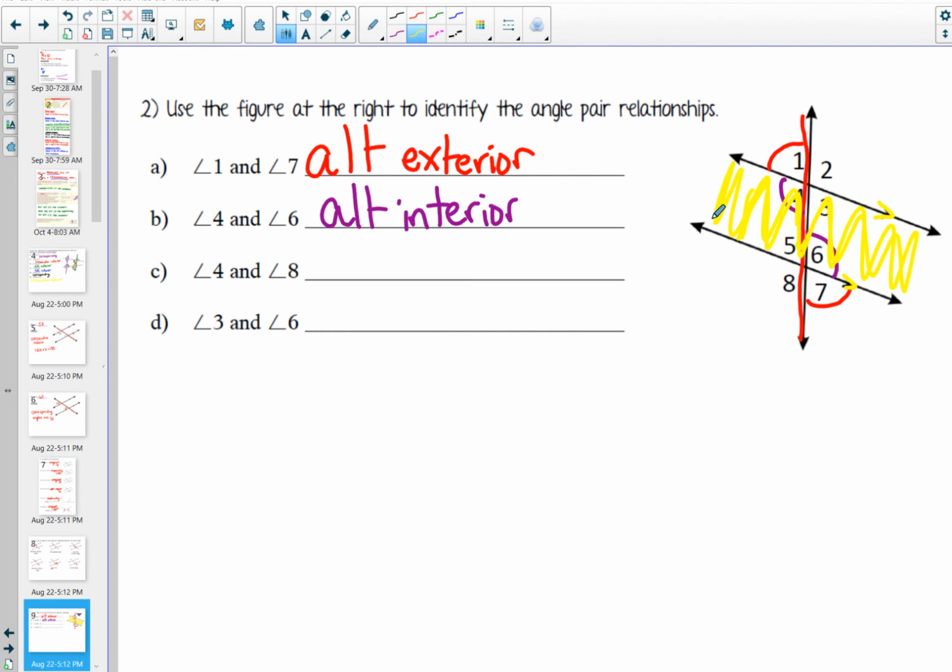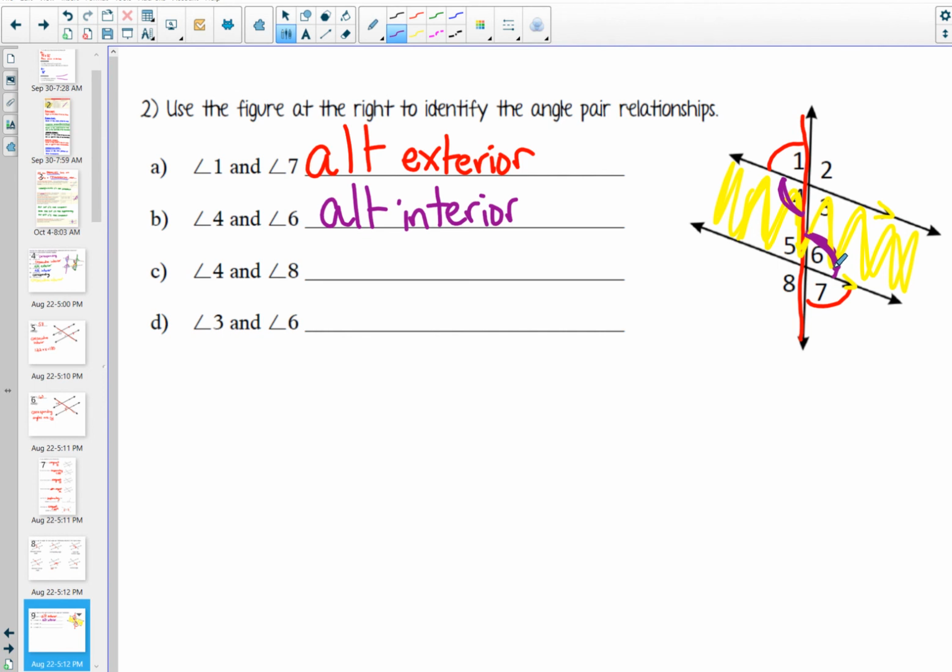Well, now that I've colored over my angle numbers, if we go back to angle 4 and 6. There was my 4. Here was my 6. Do we see how I colored over both of them? Because I colored inside of my lines. They're inside those parallel lines. They're alternate interior. Interior is inside.